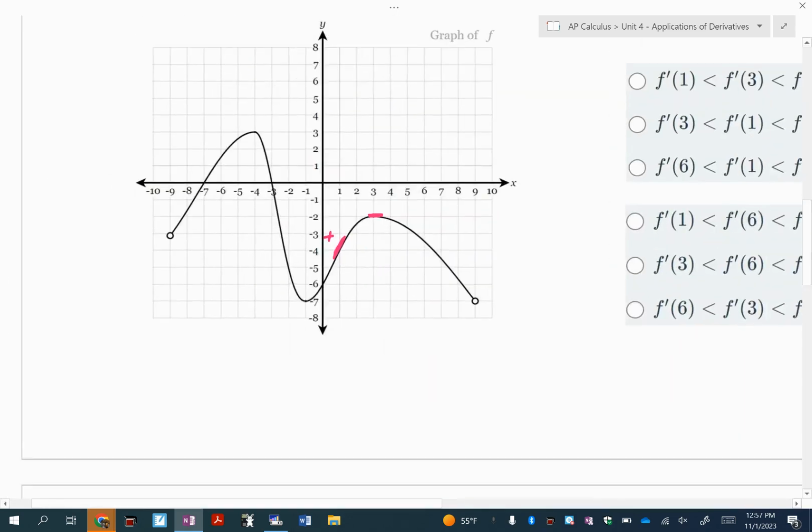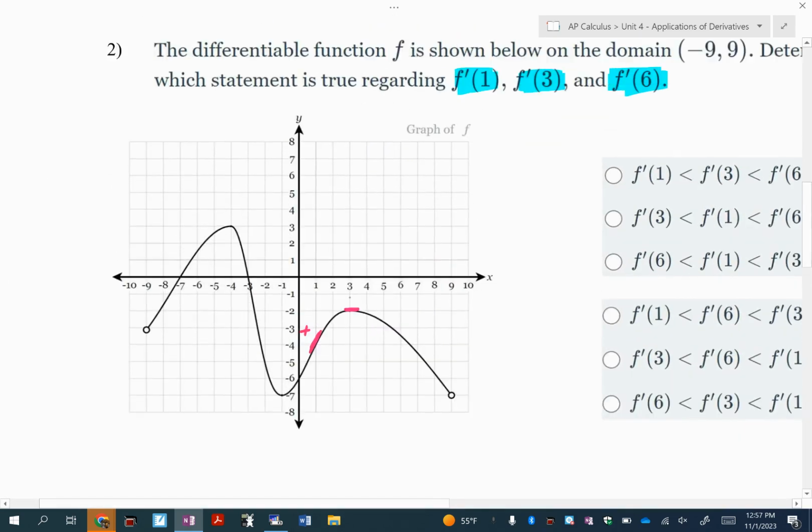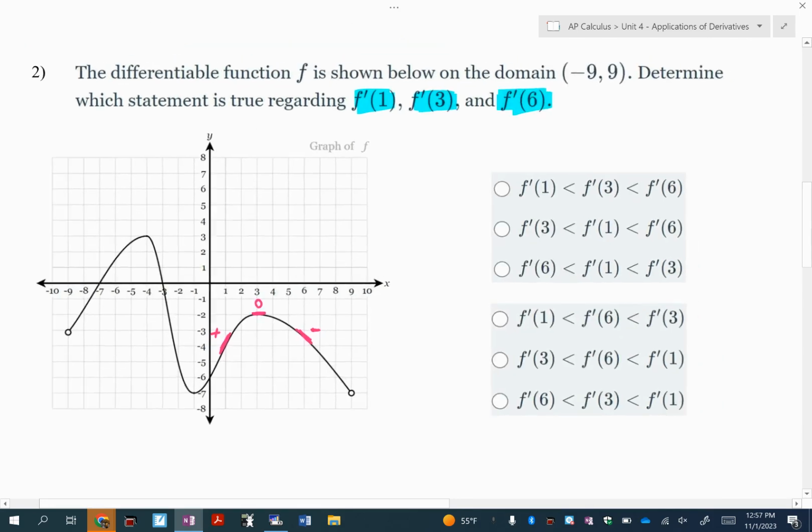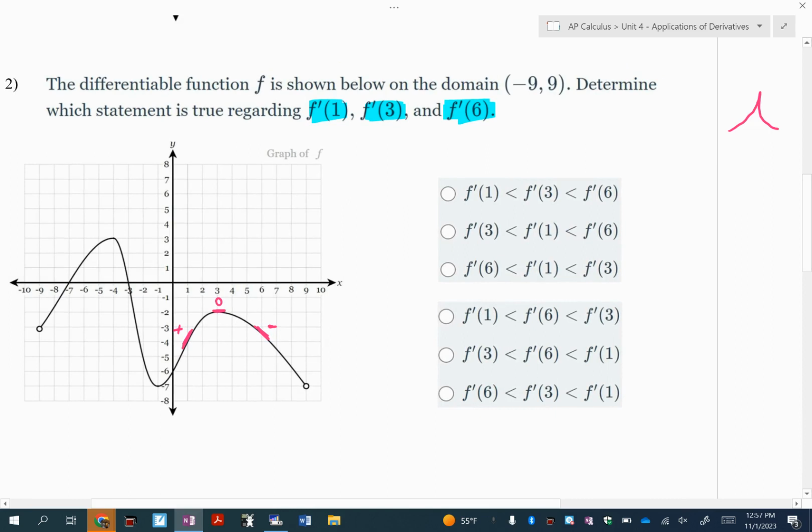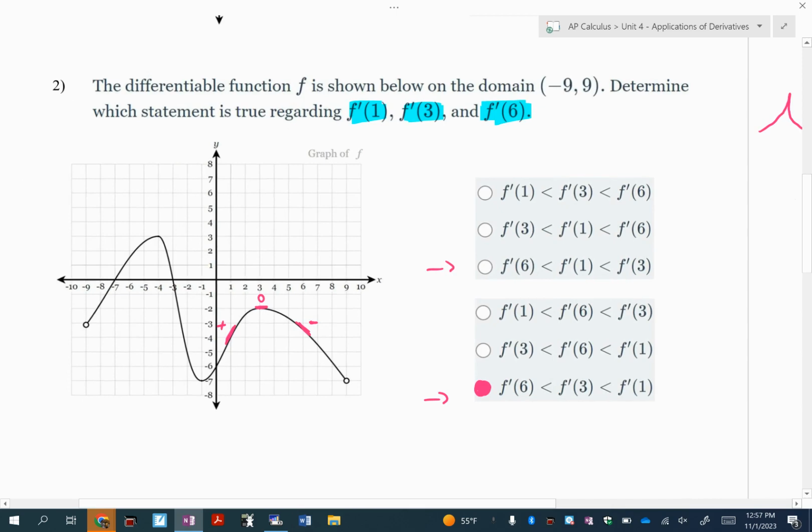Okay, good question. All right, so at 3, it was 0. And then at 6, it's a negative. So if I order those, I should be doing the negative one first. So f prime of 6, so it's either this one or this one. And then 3 is going to be my last one. Okay, how's everybody doing on that?